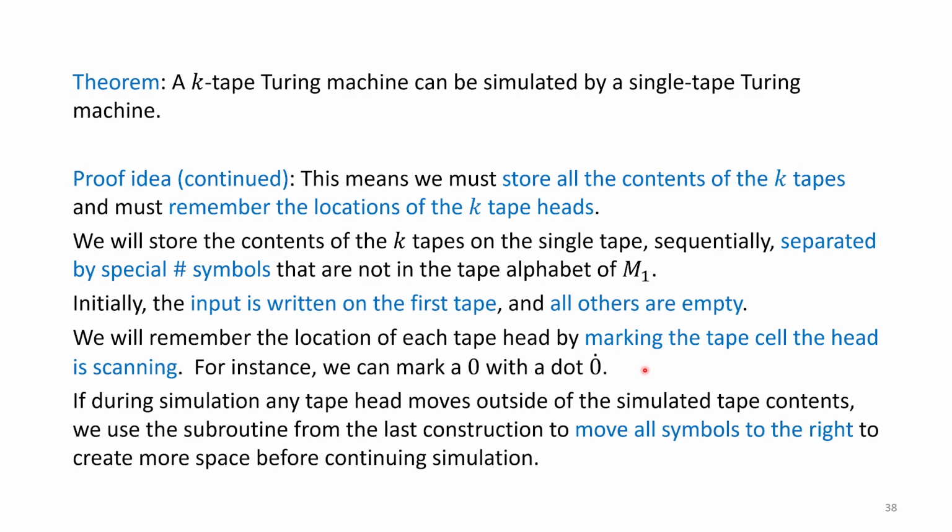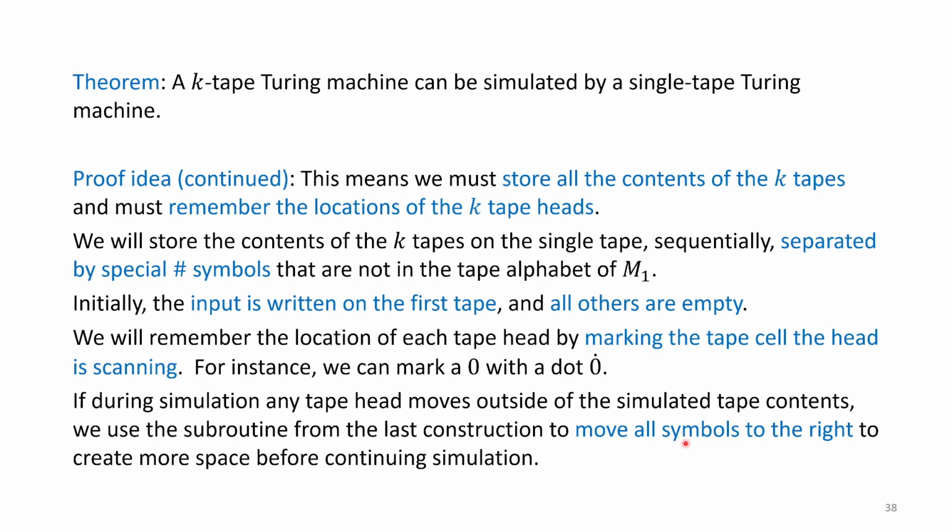Okay, now we also have to worry about what happens when we run out of space. All we've made is one space for all those K tapes. What happens if we run out of space? Well, if any of our tape heads is going to try to move to the right into a hash mark or to the left into a hash mark, then we're going to go out and get our special subroutine that we already worked on at the beginning of this video that just shifts everything to the right, or technically to the left, whatever.